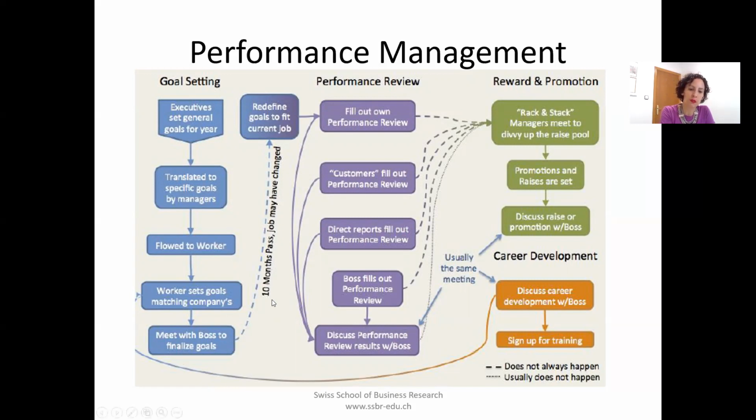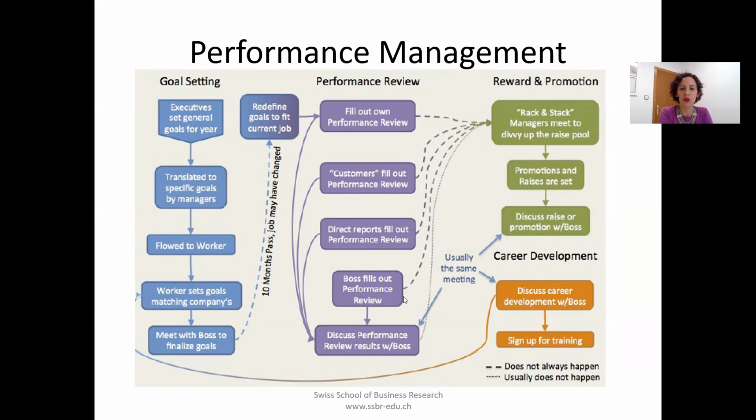Then, after the months pass, we see that the job may have changed, or the organization's goals may have changed, etc. We know that an organization is not static, it's ever changing. So as many times as needed, you will need to redefine the employee's individual goals based on what the current situation is, or the current job is.